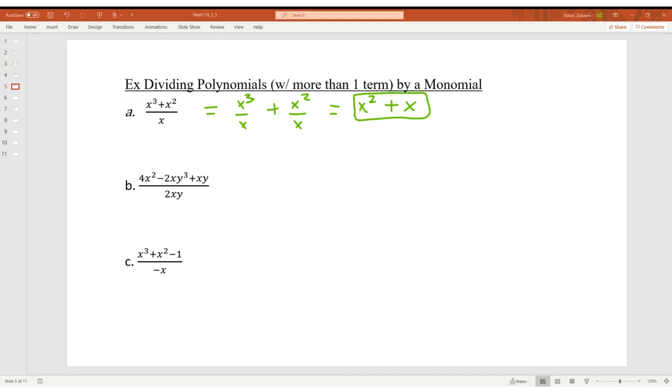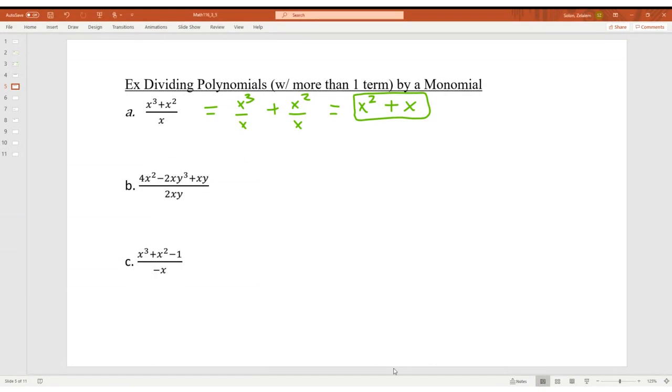Now I'm not using the rules if you see on the example. So I see there are 2 x's and I'm taking away 1 x. Then you'll have x. I see x cubed divided by x. I have 3 x's. I'm taking away 1 x, so I have 2 x's. So you have x squared. So let's see the next example.